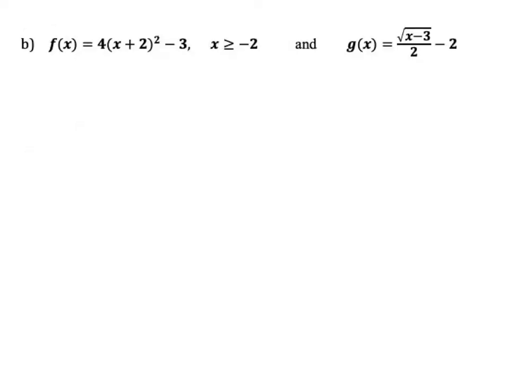All right, try this last one on your own. It's a little bit more complex than the one we just did, but go ahead and try the algebra on your own. Pause, do it, and then you can check back with me to see how it went.